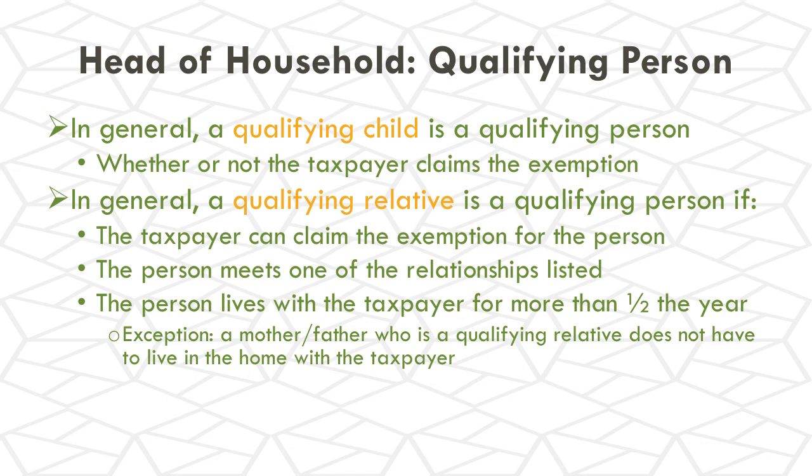Now, there is one exception to this last rule. A mother or father who is a qualifying relative does not have to live in the home with the taxpayer to be considered a qualifying person. But the taxpayer does have to pay half the cost to keep up the parent's home in order for them to qualify. So if you'll remember from our determination of a qualifying relative, sometimes there are dependents that do not have to be related to you in one of those ways listed in the relationship test. They just had to live with you for all 12 months of the year. So that could be a friend or a cousin or really any other person that you supported.